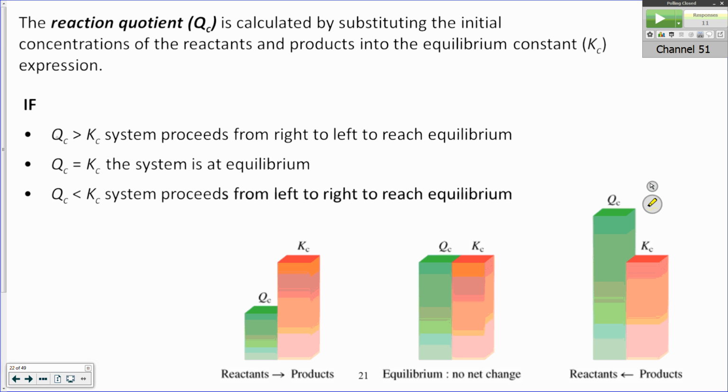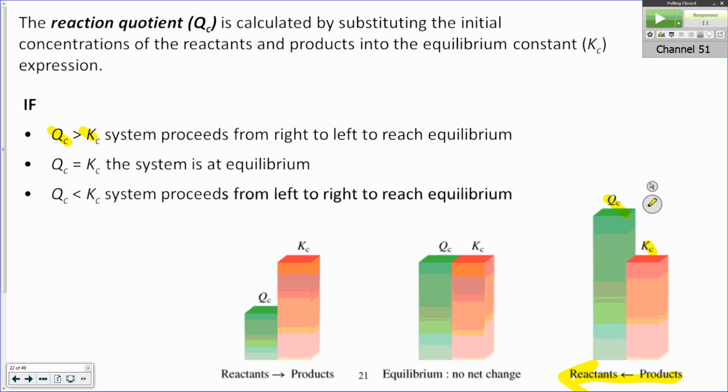So if Q sub C is greater than K sub C, what happens to this system? That means that there's an excess of products. The reaction has to run in the reverse direction to reach equilibrium. So some of the products are going to decompose back to reactants. Right?